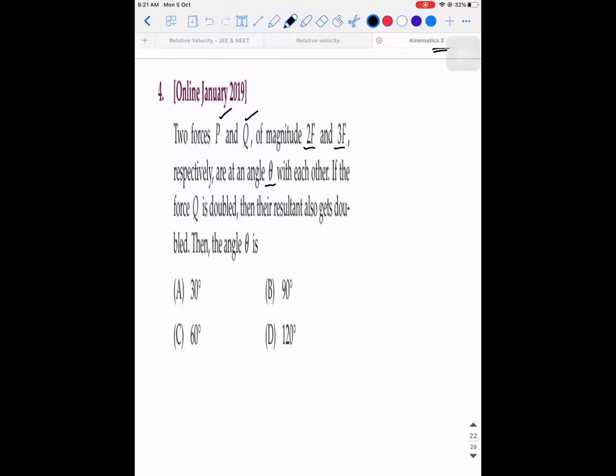So there are two forces, right? There are two forces, P and Q. Let's say P is acting like this, Q is acting like this. Then the resultant will be like this. So from this, can I write R vector is equal to P vector plus Q vector? Accepted.